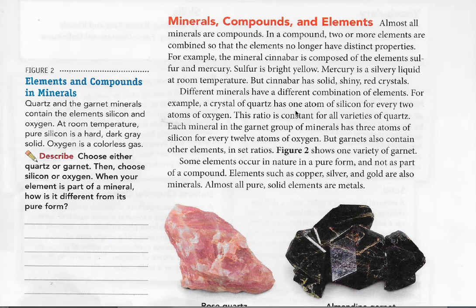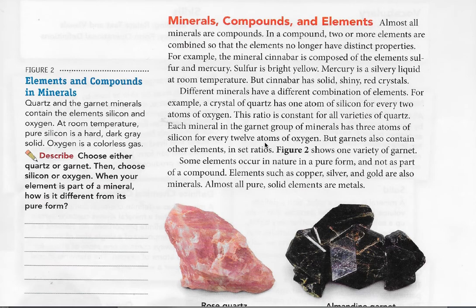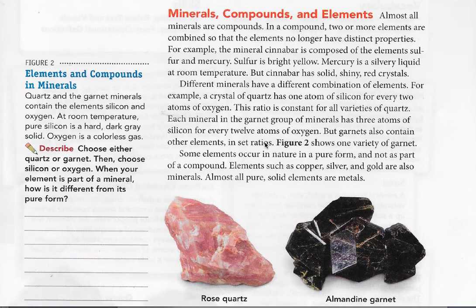For example, a crystal of quartz has 1 atom of silicon for every 2 atoms of oxygen. This ratio is constant for all varieties of quartz. Each mineral in the garnet group of minerals has 3 atoms of silicon for every 12 atoms of oxygen. But garnets also contain other elements in set ratios. Figure 2 shows one variety of garnet.